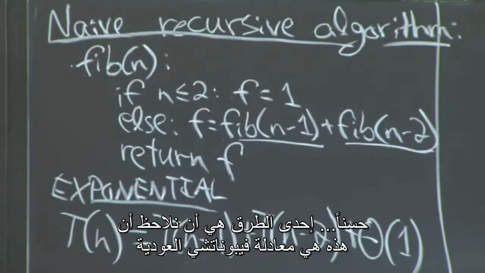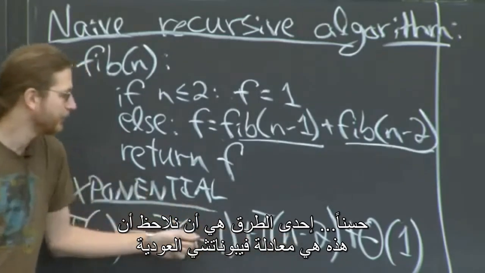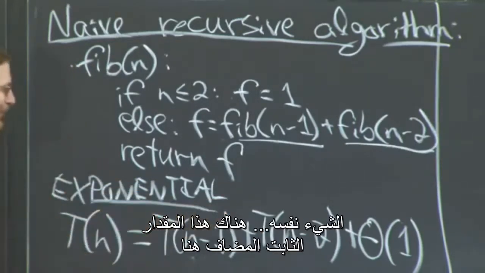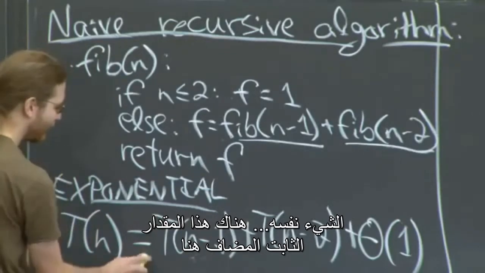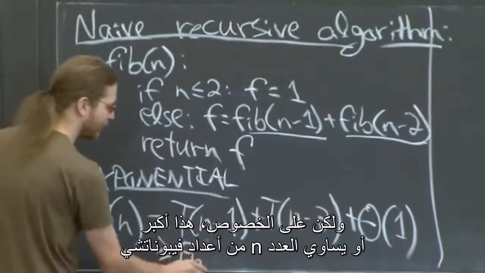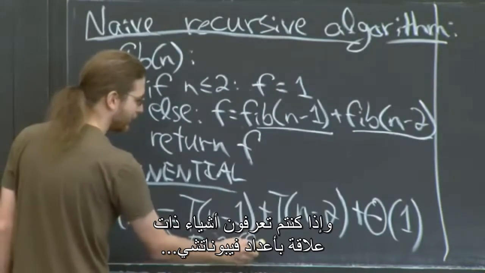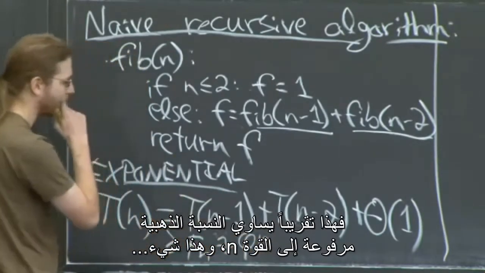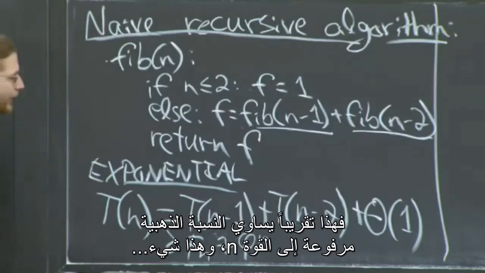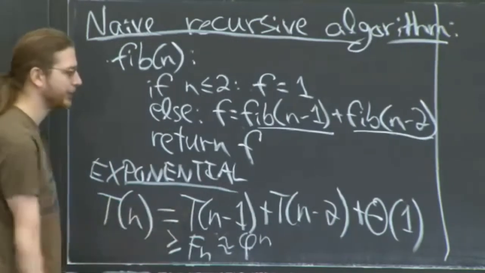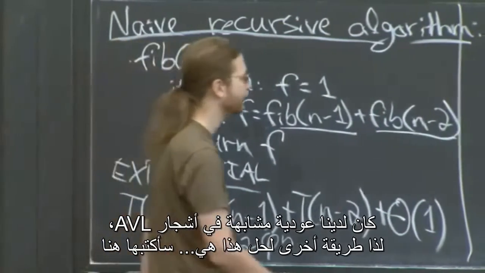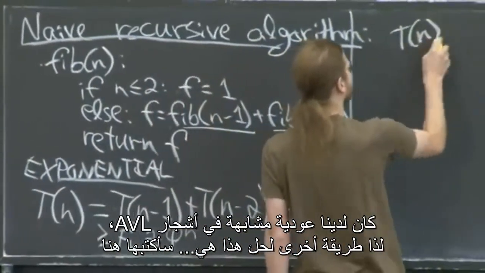Well, one way is to see this is Fibonacci recurrence. So it's the same thing. There's this plus whatever, but in particular, this is at least the nth Fibonacci number. And if you know Fibonacci stuff, that's about the golden ratio to the nth power, which is bad. We had a similar recurrence in AVL trees.